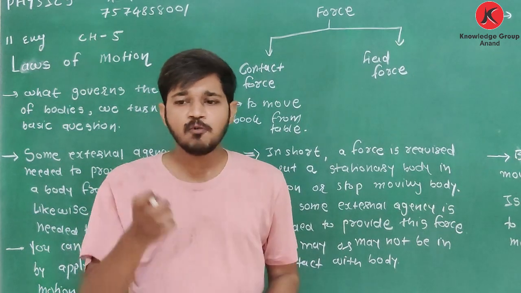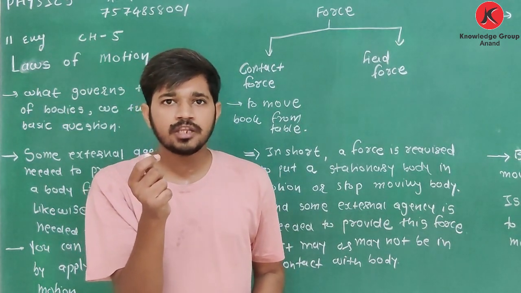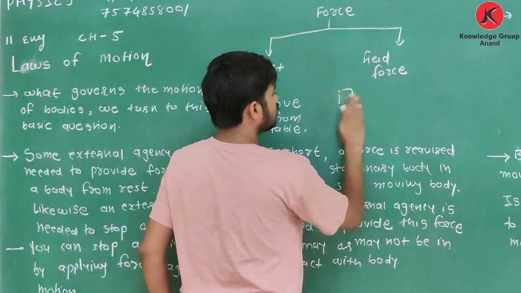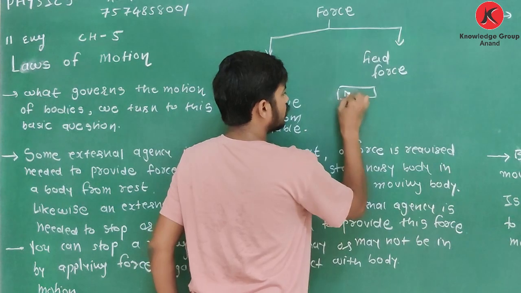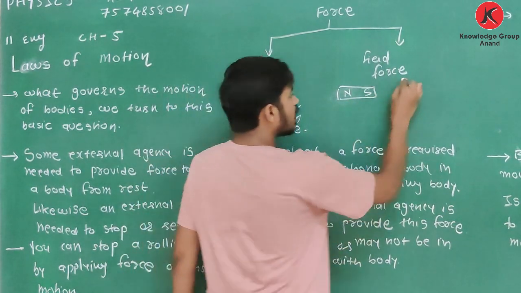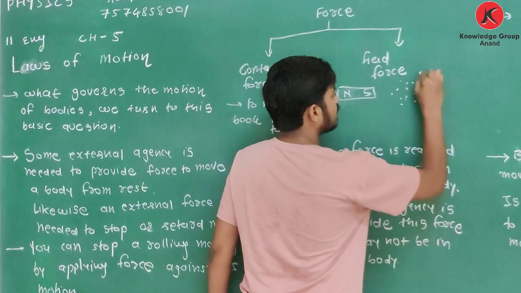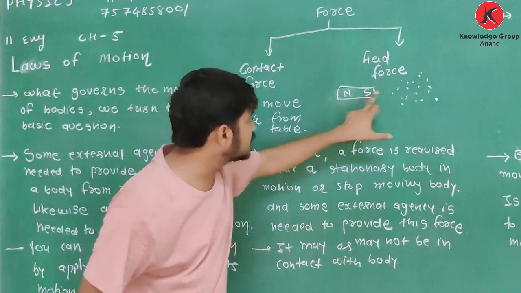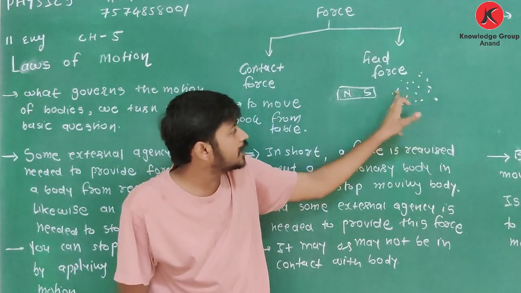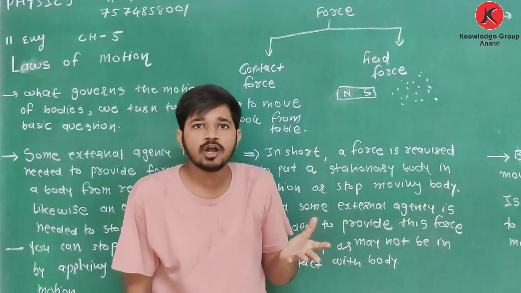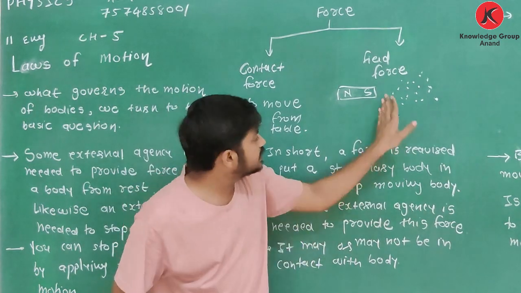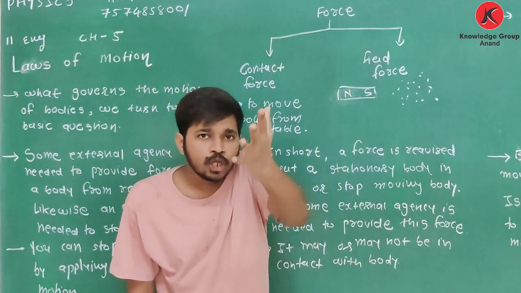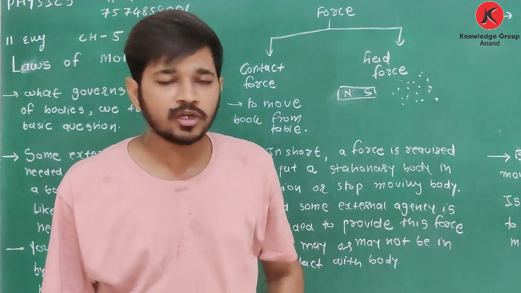Another example: if I have a magnet on the table, with North Pole and South Pole, and I have iron filings, iron particles like this, then you know that due to this magnet, these iron particles will be attracted towards this magnet. Yes or no? Yes. Is there any initial contact between the magnet and these particles? No contact.